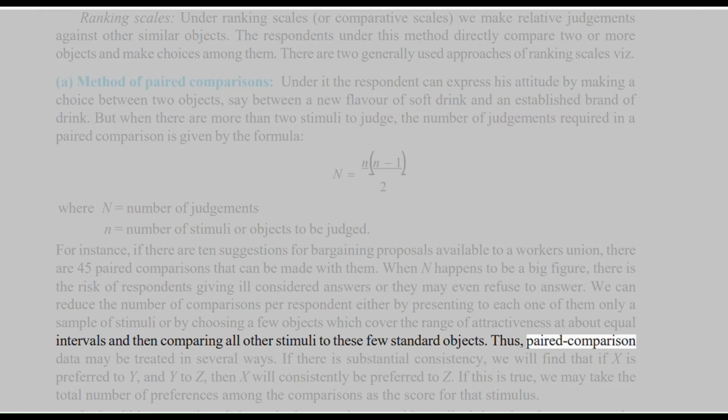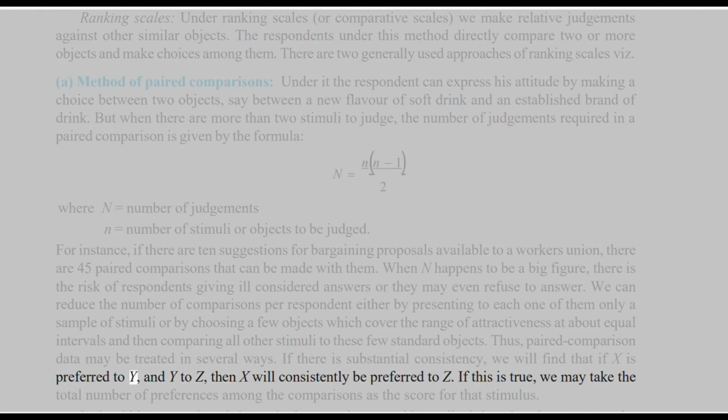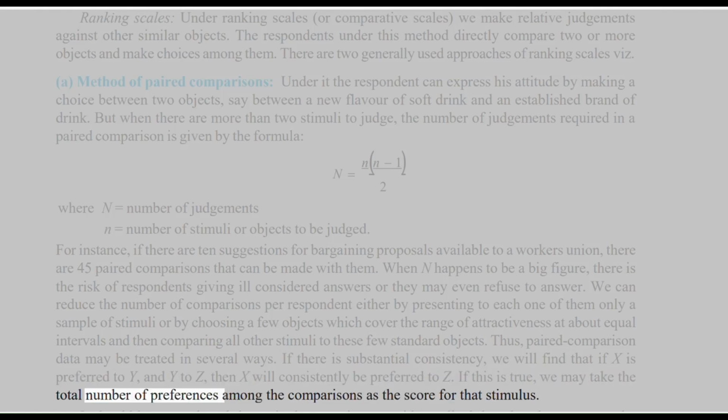Thus, paired comparison data may be treated in several ways. If there is substantial consistency, we will find that if X is preferred to Y and Y to Z, then X will consistently be preferred to Z. If this is true, we may take the total number of preferences among the comparisons as the score for that stimulus.